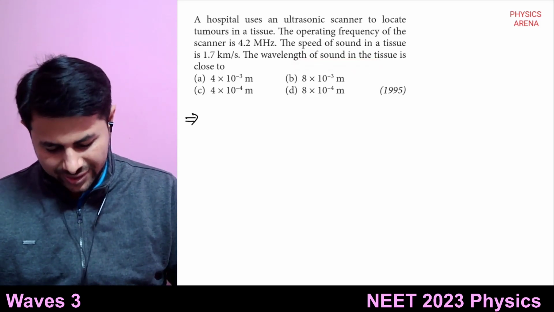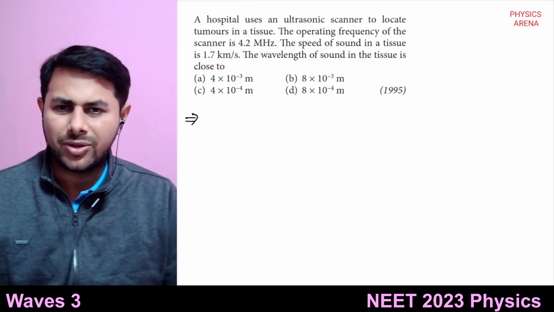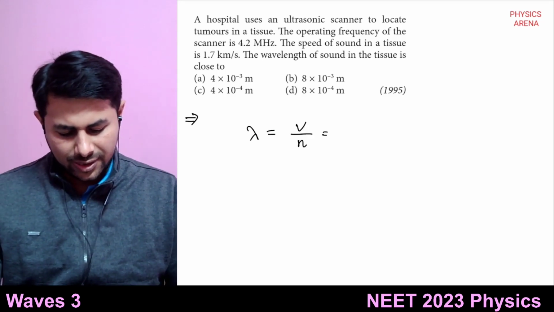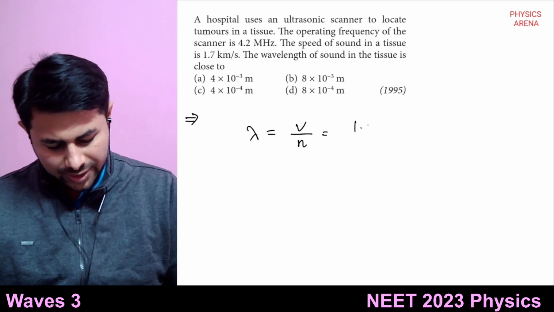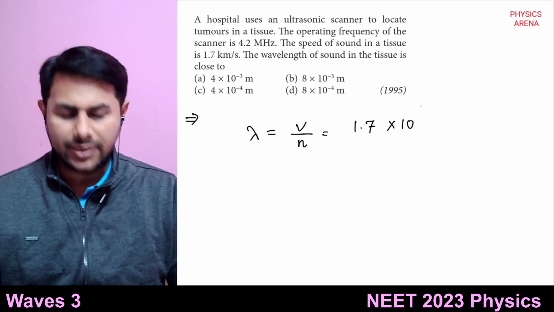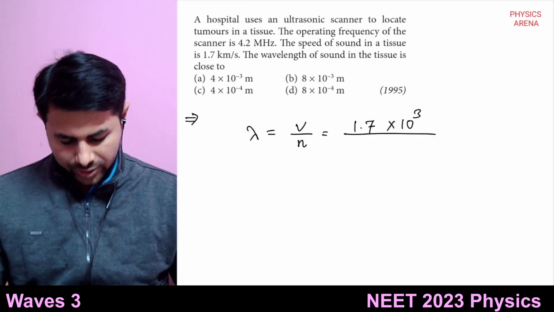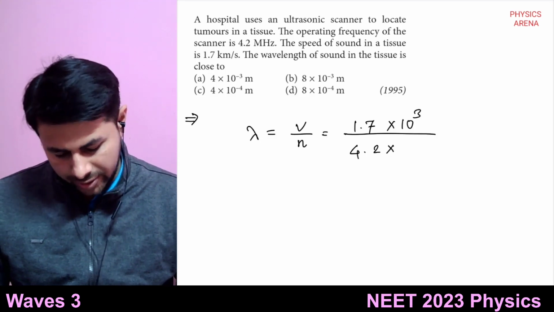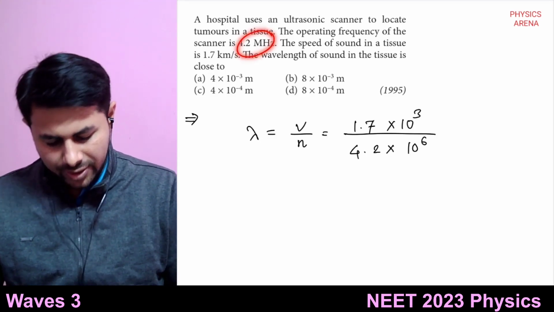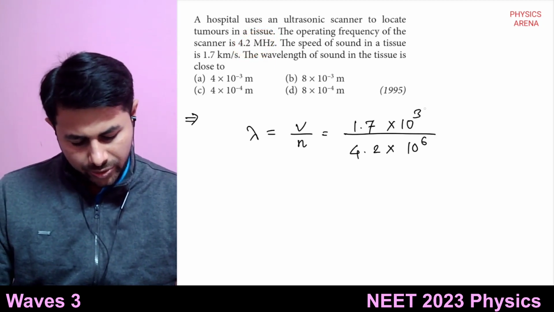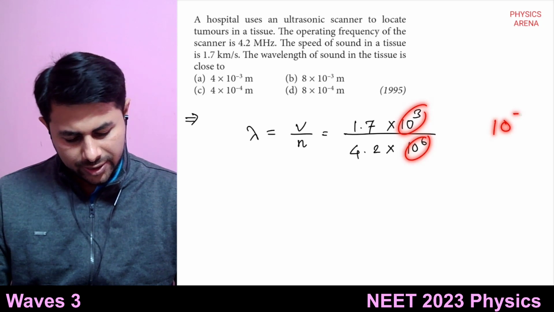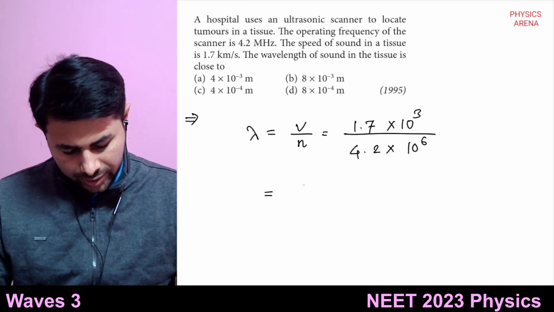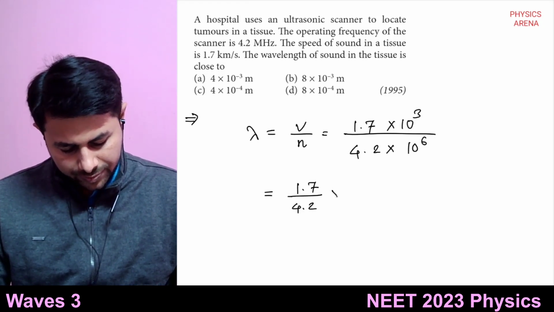So this is very, very simple. Frequency is given, speed is given, and you want wavelength. So lambda equals v divided by n, right? So this is just calculation. 1.7 kilometers per second converted to meters is 1.7 into 10 raised to 3, divided by 4.2 multiplied by 10 raised to 6, because it is megahertz, we have to convert it to hertz. So this becomes 10 raised to 3 minus 6, 10 raised to minus 3. But then you have to find 1.7 upon 4.2.